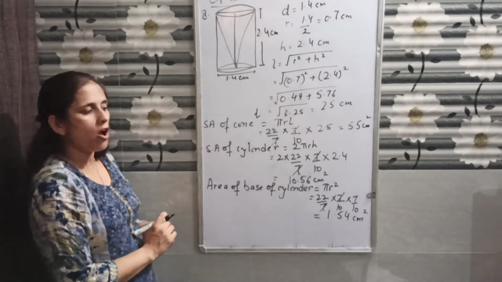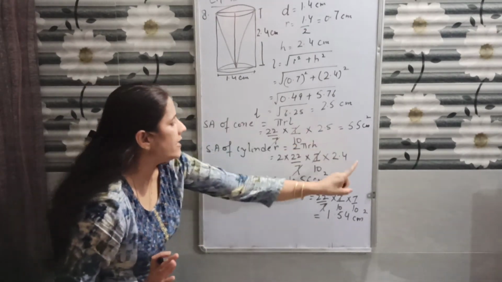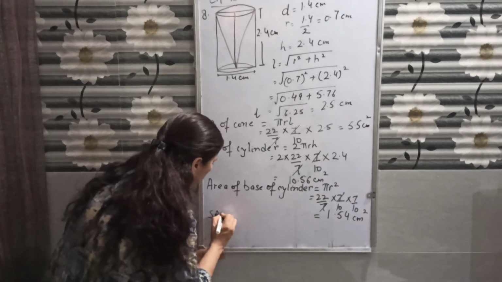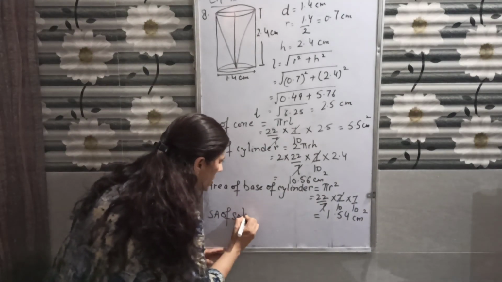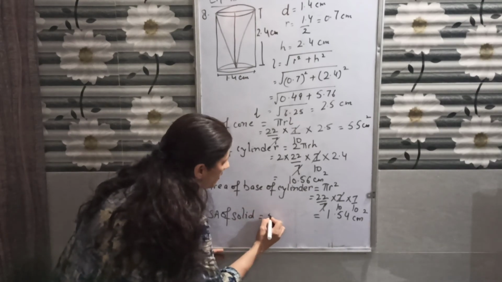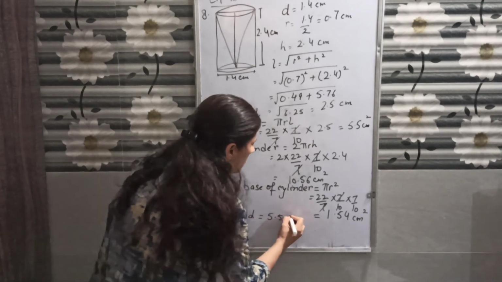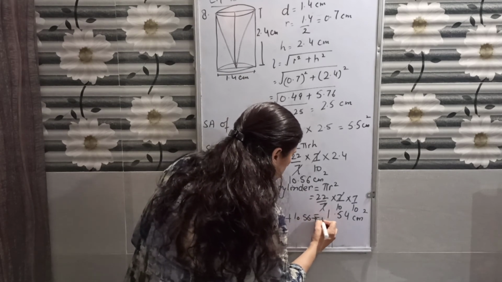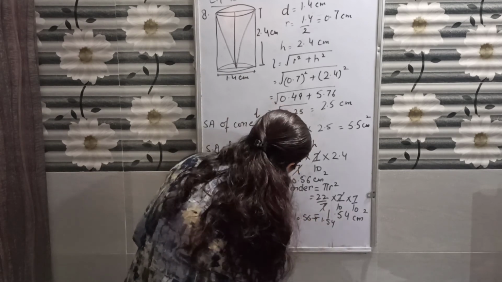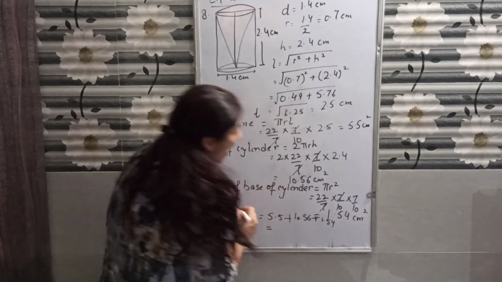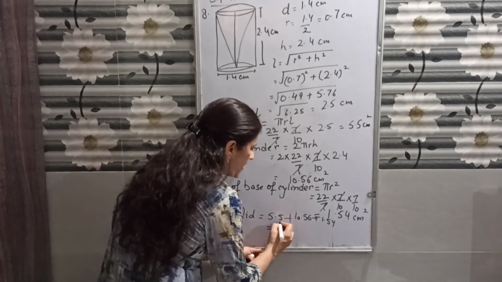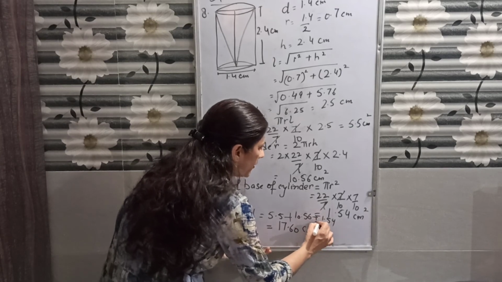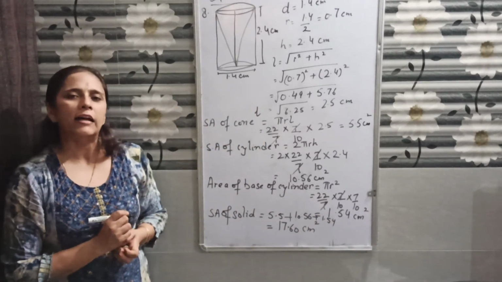Now you have to find the surface area of the solid. For the surface area of the solid, you have to add these three. So the surface area of the solid will be 5.5 plus 10.56 plus 1.54. When you add these three, you will get 17.60 centimeters square as your answer. So that's all for today.